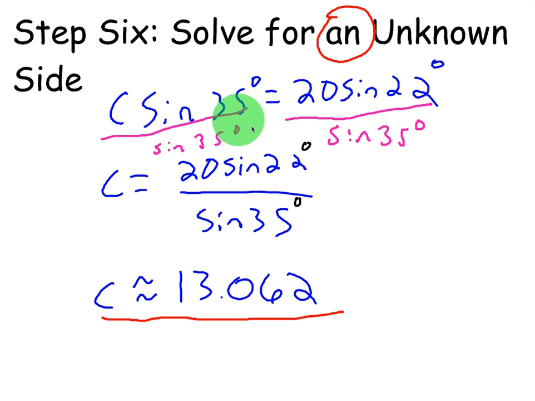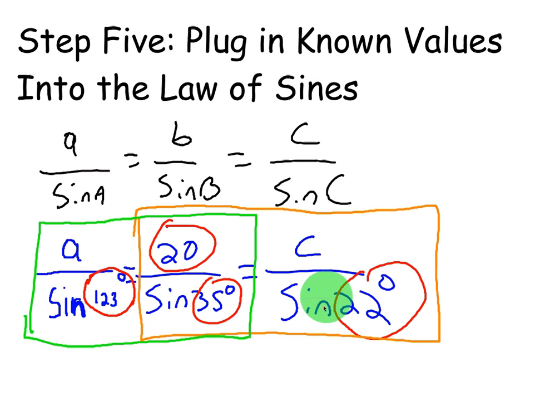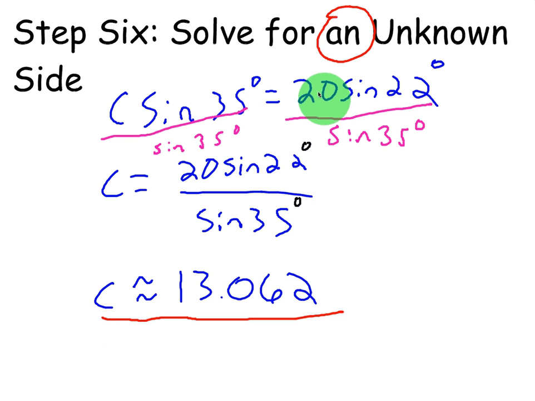We'll go ahead and solve for c first. So like I said, just multiply both sides by sine of 22. So it'll be 20 times sine of 22 over sine of 35 equals c.